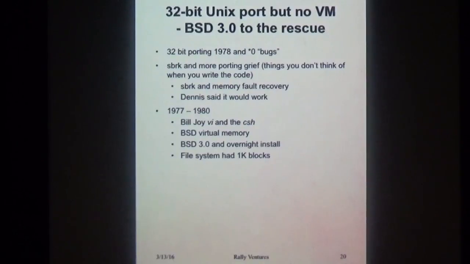I'm going to talk a bit more about sbreak later, but one of the things I did in the shell was use sbreak to increase my memory. I said to Dennis one day, well, if I get a memory fault up against the limit, can I just allocate more memory in the fault routine and go back to what I was doing? He said, sure. So I said, yay. I'll tell you why that's important later.